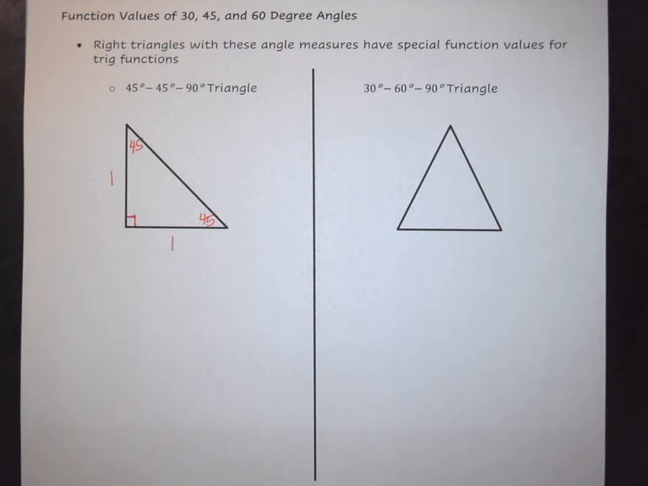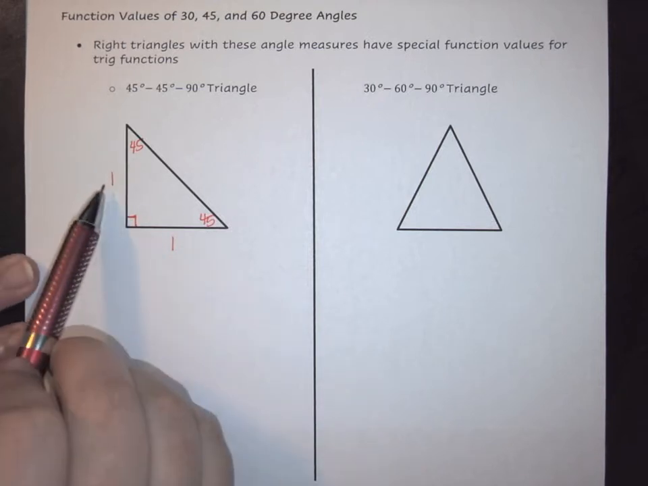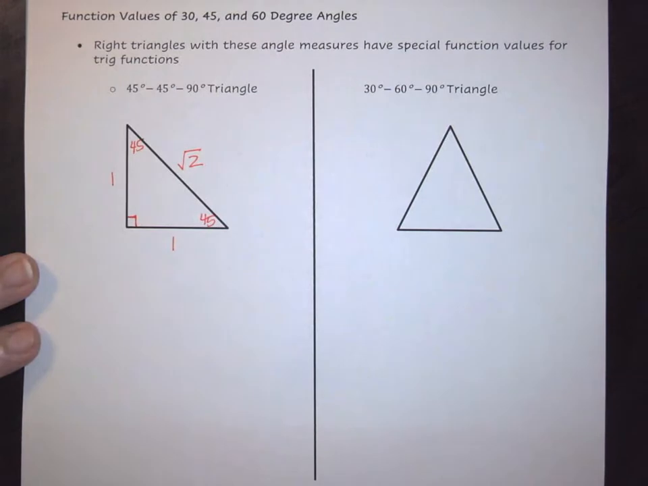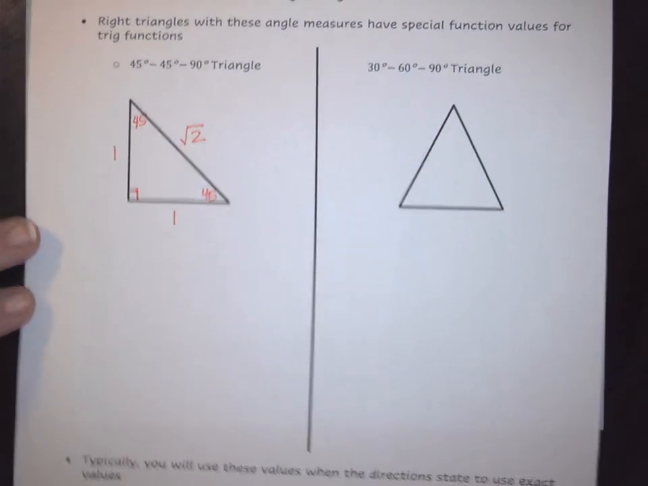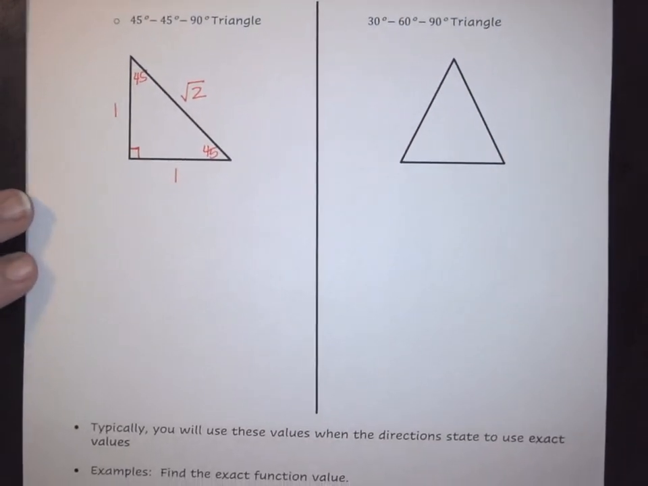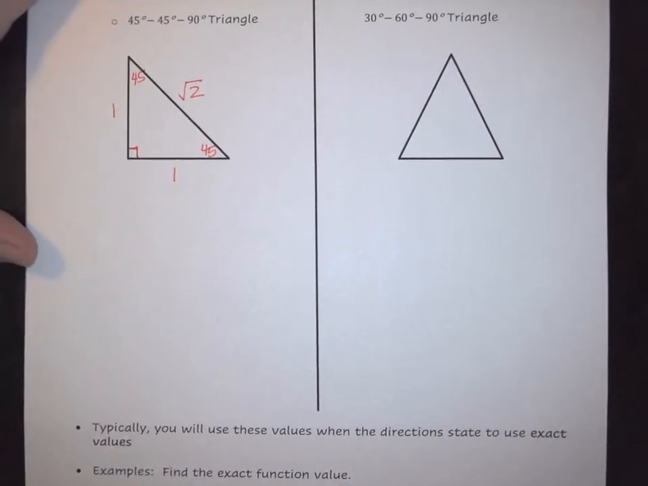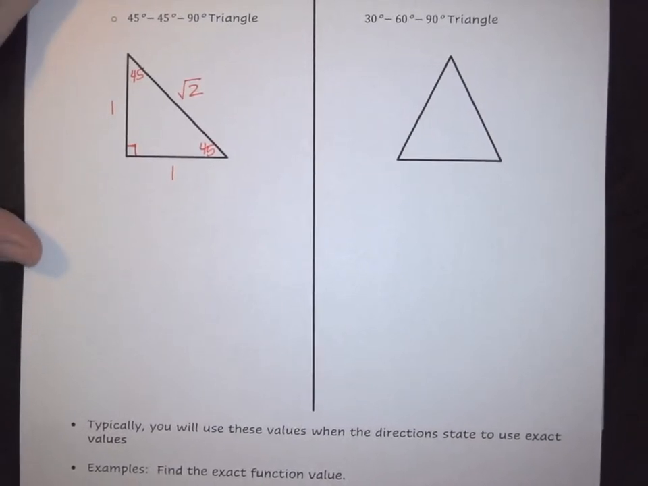So with that being said, if we were to use Pythagorean's theorem, one of the things that we would notice is that if my two legs are 1, then my hypotenuse has to be the square root of 2. Now the reason these are special is because it means when we talk about our trig functions, they will always come out to be exactly the same.